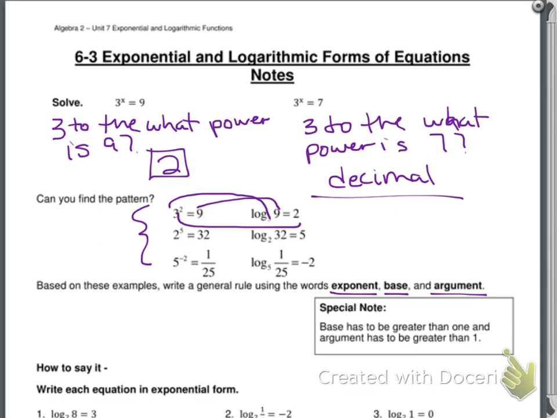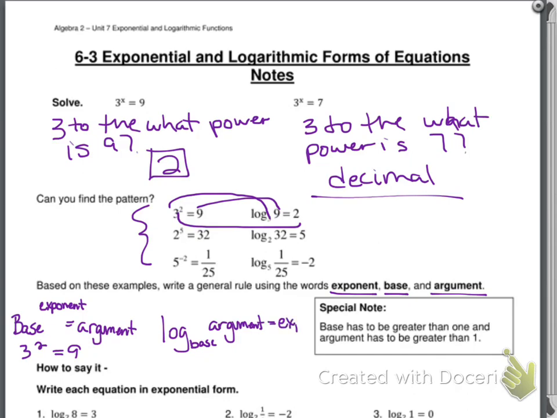So the way you would write this is we have base, exponent equals argument. And that is the one you should be very familiar with, like 3 squared equals 9. When we turn that into a logarithm, you write log, little base, argument equals exponent. So log, I'm going to write it above actually. Log base 3 of 9 equals 2.